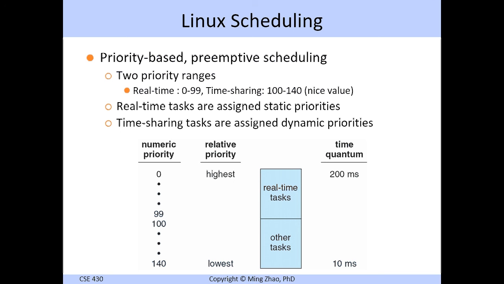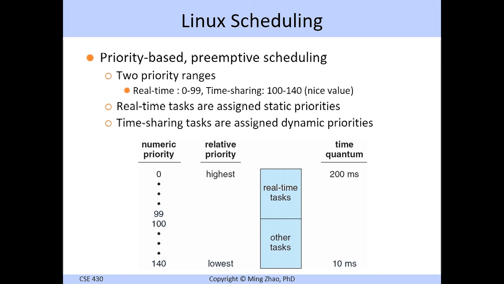Specifically, Linux uses two priority ranges to differentiate two classes of processes. Real-time processes have a higher priority, so their priority values are lower, ranging from 0 to 99. Time-sharing processes have a lower priority, and their priority values are between 100 and 140. These priority values are also called nice values, because in Linux we can use the nice command to assign the priority value of a process.